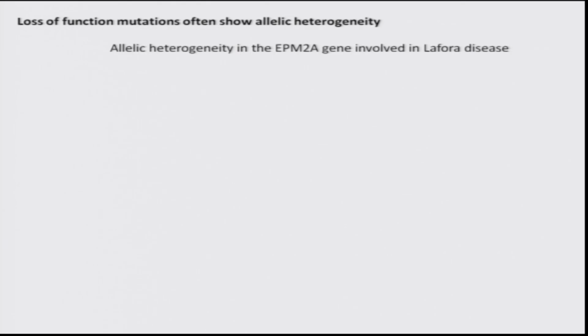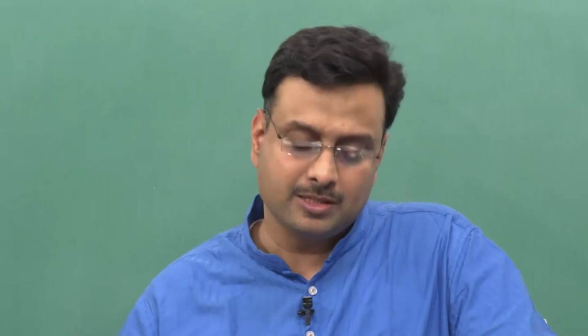Here I am going to describe one particular gene which is named EPM2A, causing a disease called Lafora disease that our lab has been working on for a long time. So, one of the classic signatures of a loss of function mutation resulting in a disease is that the mutations show what is called allelic heterogeneity. What does it mean? The same gene would have a large number of different mutations, hundreds of different mutations. Some of them could be deletions, some frame shifts, some insertions, some missense mutations, and you have clinically a very similar phenotype.